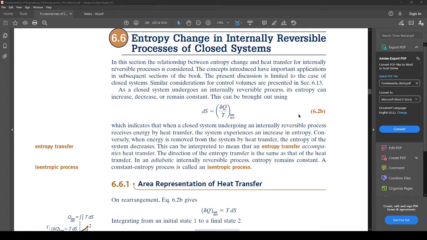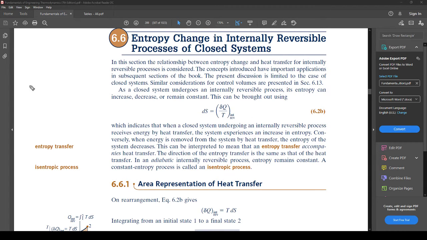So hold on to this equation for a minute. It indicates that when a closed system undergoing an internally reversible process receives energy by heat transfer, the system experiences an increase in entropy. Conversely, when energy is removed from the system by heat transfer, the entropy of the system decreases. This can be interpreted to mean that an entropy transfer accompanies heat transfer. The direction of the entropy transfer is the same as that of the heat transfer. In an adiabatic internally reversible process, adiabatic meaning no heat transfer, internally reversible meaning the process has no frictional losses or anything like that, entropy remains constant. A constant entropy process is called an isentropic process.